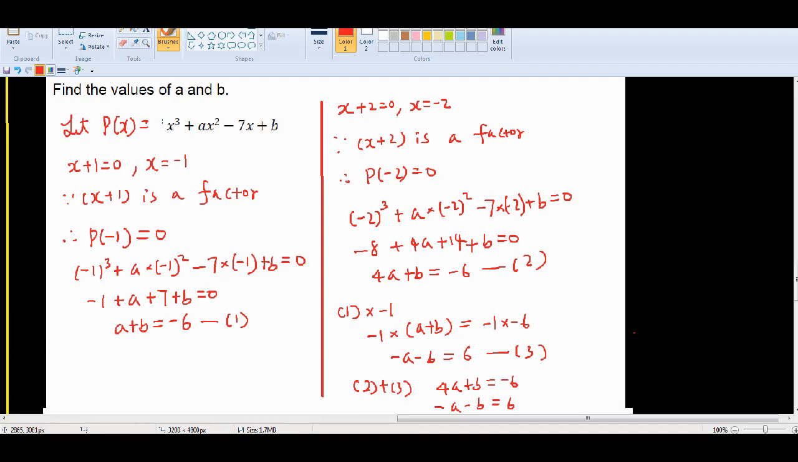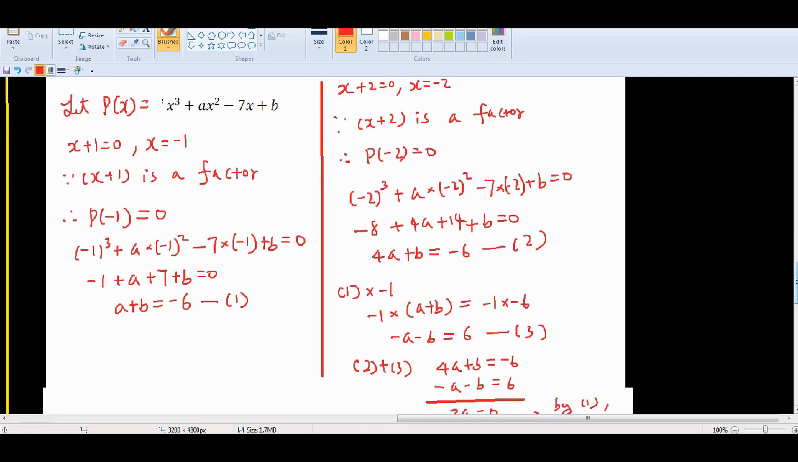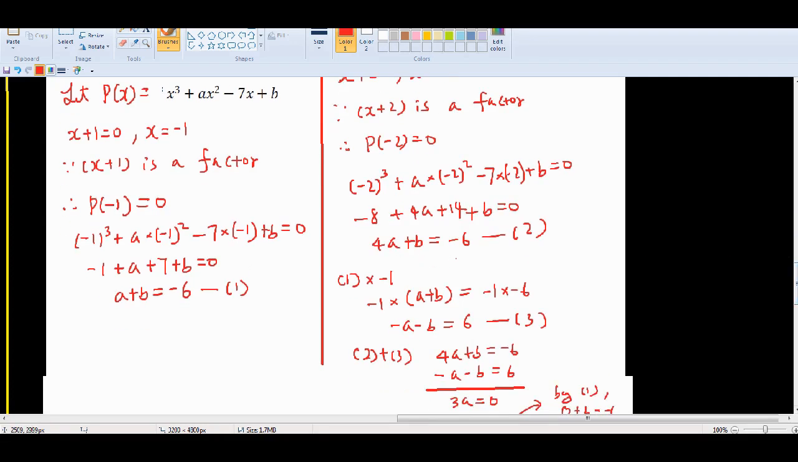So P(x), you would need to use both the factors. First, you need to substitute minus 1 into polynomial P(x), and by doing so, you will have an equation a plus b equals minus 6 as your first equation. Then you use the fact that x plus 2 is a factor, and by doing so, you substitute minus 2 into the polynomial, and you will have 4a plus b equals minus 6.